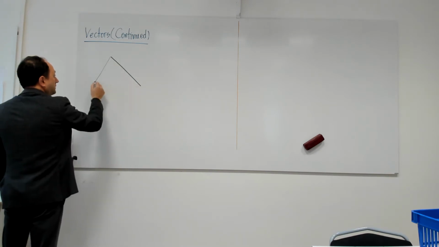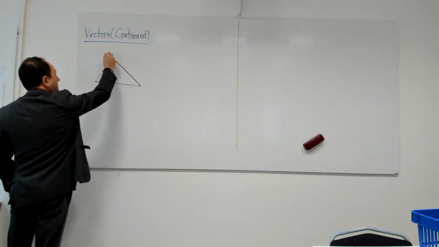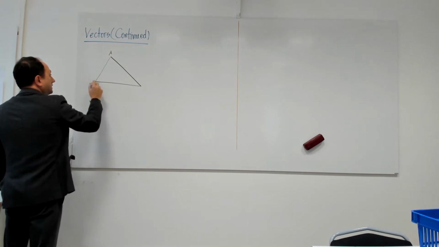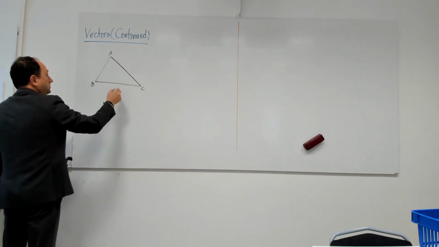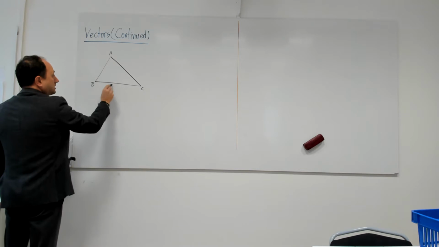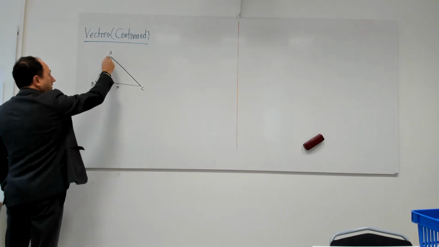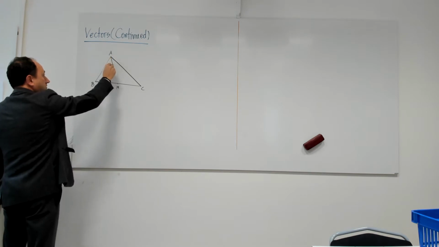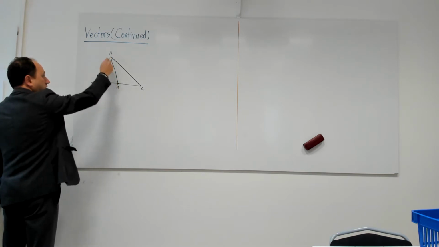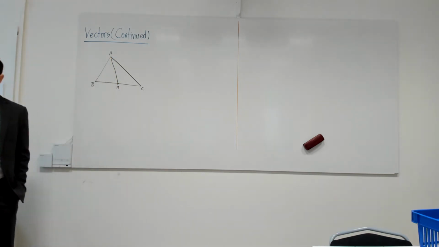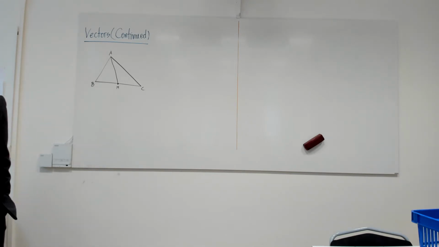is that if I have a triangle ABC, and if I draw one median, meaning I find the midpoint exactly, let me call it M, and then I connect this to that. This is one of the medians of this triangle, and every triangle has three medians, yes?